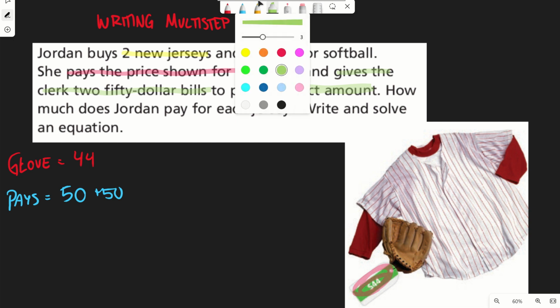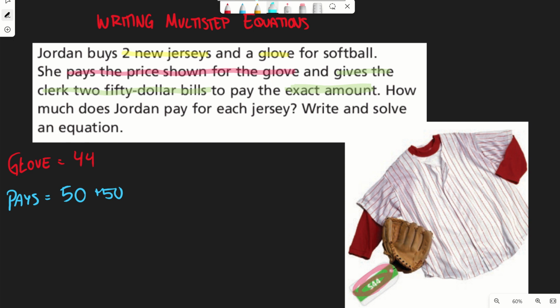And then what we're looking for here is how much does Jordan pay for each jersey? How much does each jersey cost? So we're trying to figure out how much the jersey costs. And we know each jersey is going to cost the same because they're the exact same jersey. She buys 2 new jerseys and a glove. The jerseys are the same jersey, so she's paying the same price for both of them. It's not some kind of tricky thing. We're not trying to trick you here.